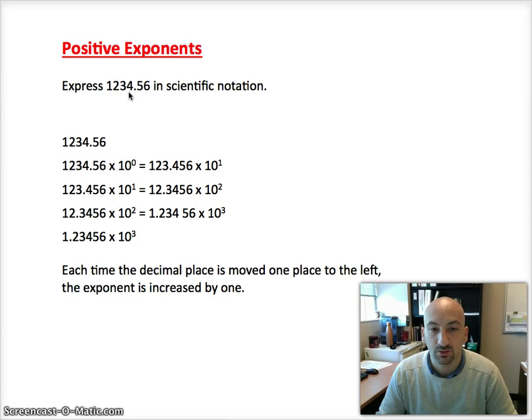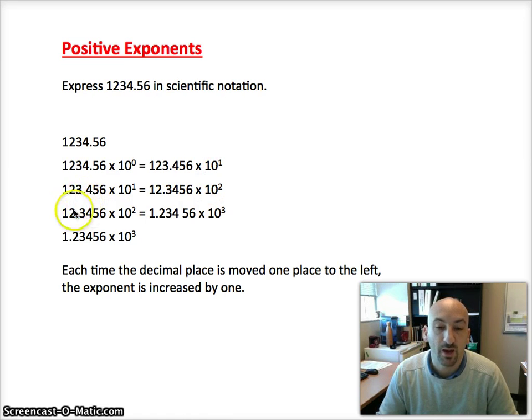We can express a number such as 1234.56 in scientific notation. The number 1234.56 can also be expressed as 1234.56 times 10 to the 0. Moving the decimal changes the exponent on the 10. If we move the decimal back to the left one spot, that leaves us 123.456, which means the exponent increases by 1 and is times 10 to the first.